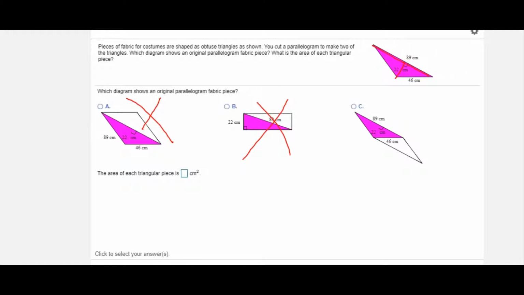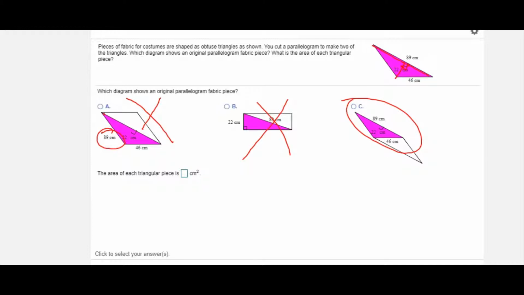are perpendicular, which is forming a right angle, which is also 90 degrees. And if you see right here, they moved 89 to the other side, which you cannot do. And 89 and 22 are not perpendicular to each other, and they're not forming a right angle. So the answer would be C.